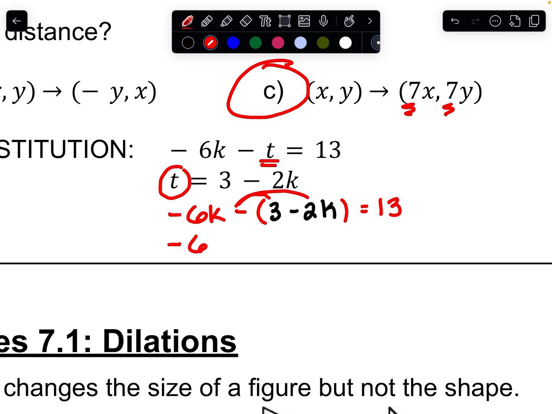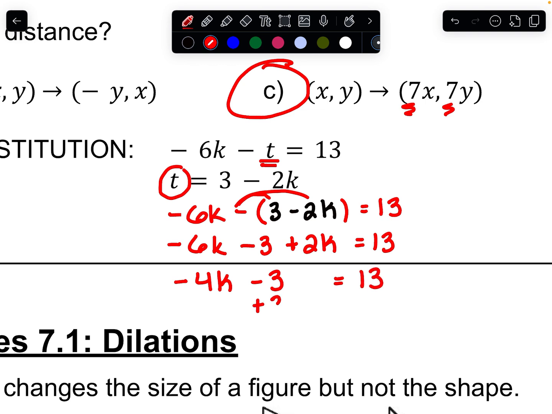That negative has to distribute to both things here. So negative 6k, a negative distributed to a 3 is negative 3. The negative distributed to the negative 2k is a positive 2k, and then equals 13. Combining like terms from there, I see negative 6k and positive 2k. That makes it negative 4k. Bring down the negative 3, bring down the equals 13.